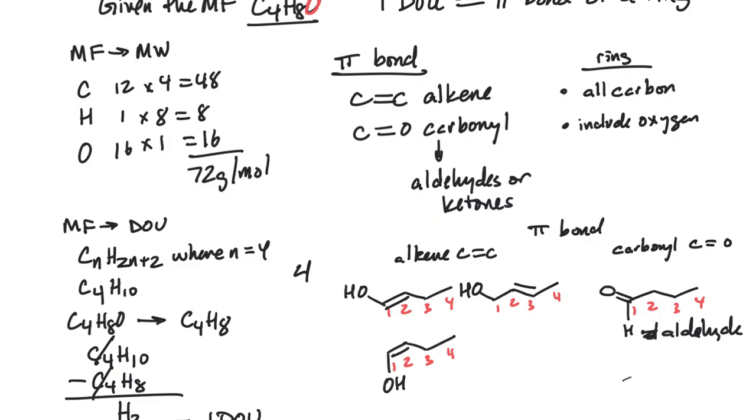We could apply the same logic with 4 carbons. We've numbered them, and now we want the carbonyl group to be at position 2. So this is a different bonding arrangement of that carbonyl. The carbon's sp2 hybridized, but it is bonded to carbon and carbon. So it's not an aldehyde. It's called a ketone.